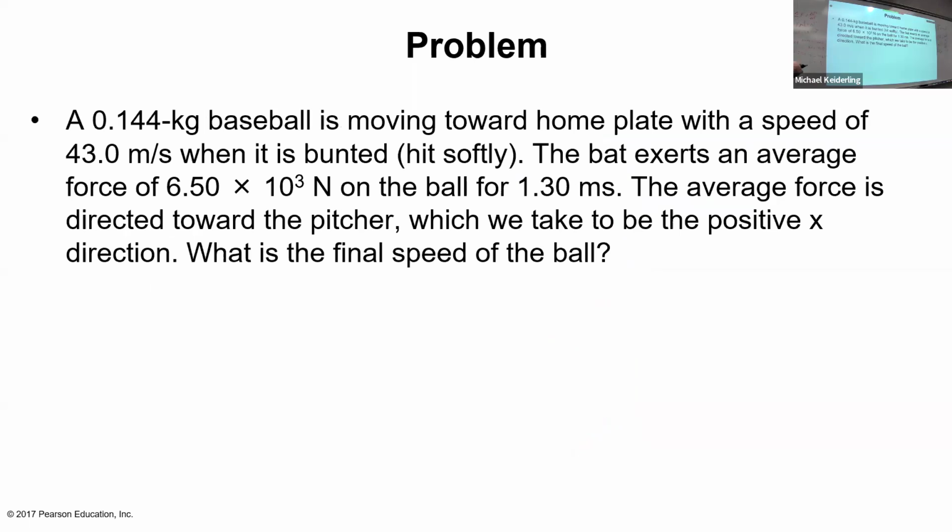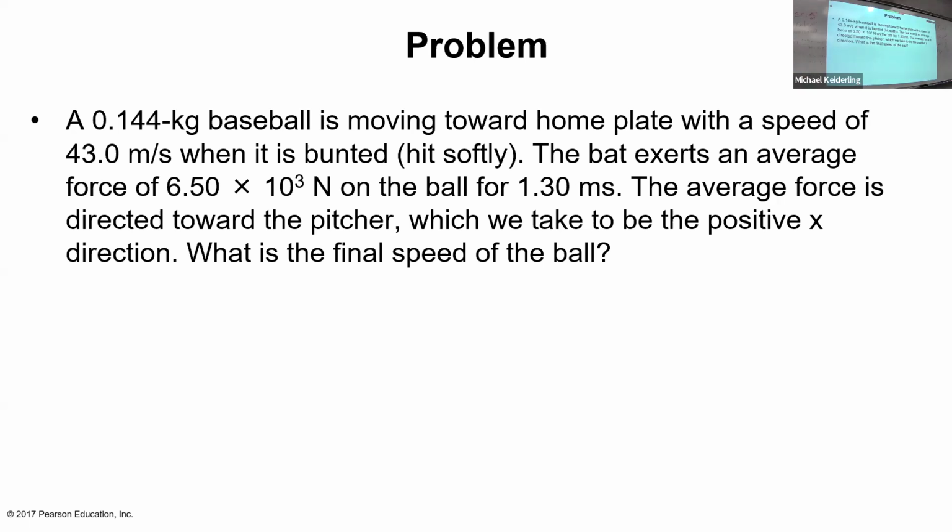So here's a problem with a baseball. If you have a 0.144 kilogram baseball moving towards home plate with a speed of 43 meters per second, when it is bunted, hit softly, the bat exerts an average force of 6.5 times 10 to the third newtons on the ball for a time of 1.3 milliseconds. Remember, a millisecond is a thousandth of a second. The average force is directed towards the pitcher, which we'll take to be the positive x direction. So what is the final speed of the ball?